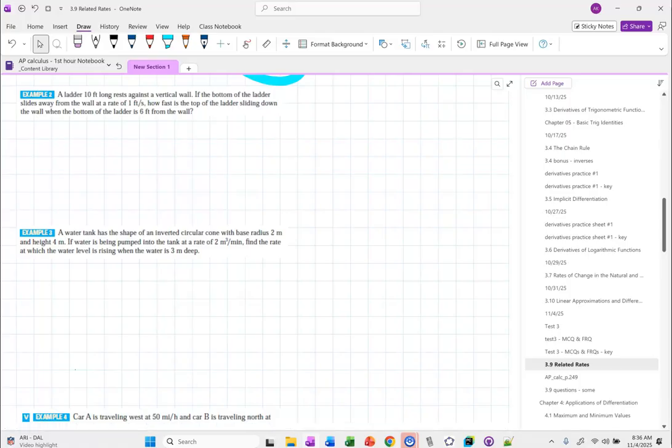Next one says, a ladder 10 feet long rests against a vertical wall. If the bottom of the ladder slides away from the wall at a rate of 1 foot per second, how fast is the top of the ladder sliding down the wall when the bottom of the ladder is 6 feet from the wall?